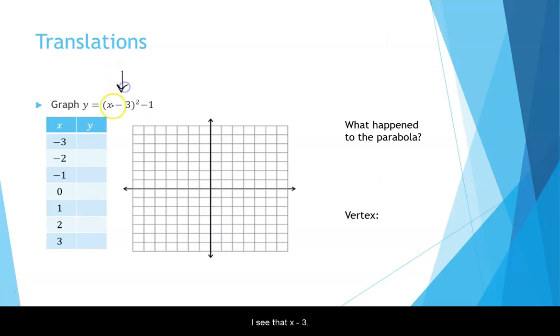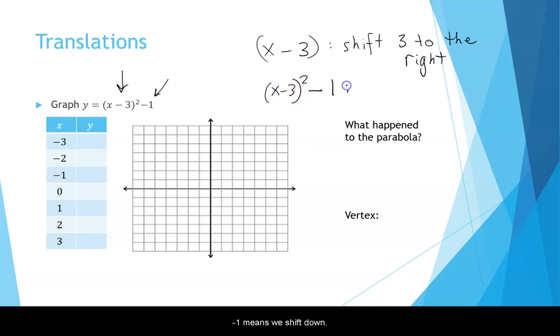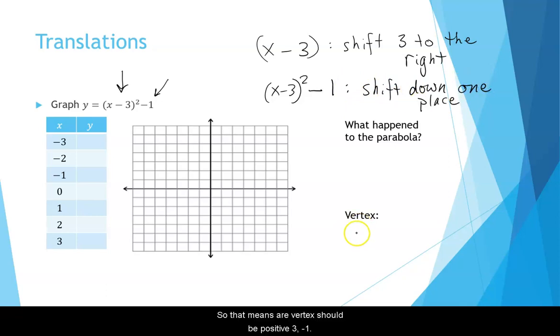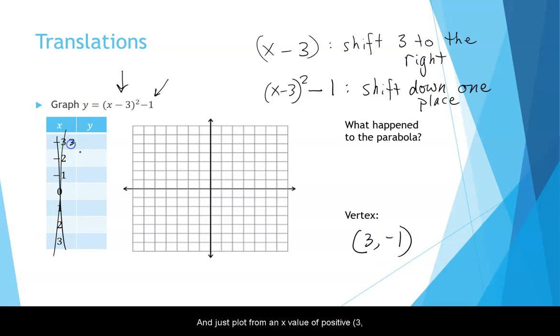I see that x minus 3 squared and then minus 1. So there's two translations or transformations happening right here. x minus 3 means that we're shifting 3 places to the right. The minus 1 means we shift down 1 place. So that means our vertex should be positive 3, comma, negative 1. I am going to ignore the x values in our table and just plot from an x value of positive 3, negative 1, and I'll pick some x values right next to that. I'll pick 4 and 5.